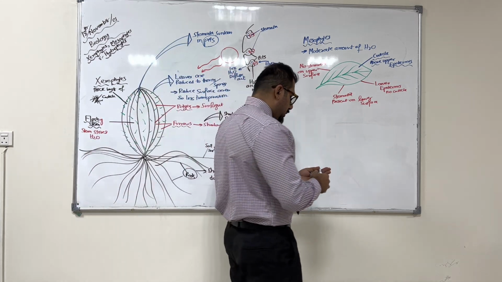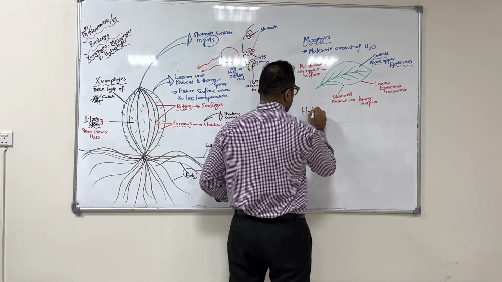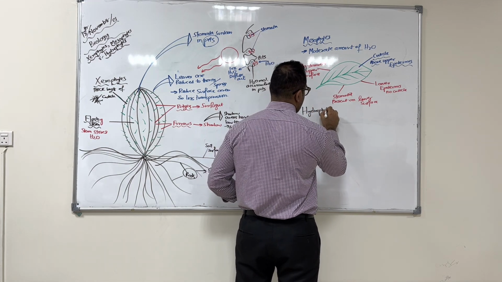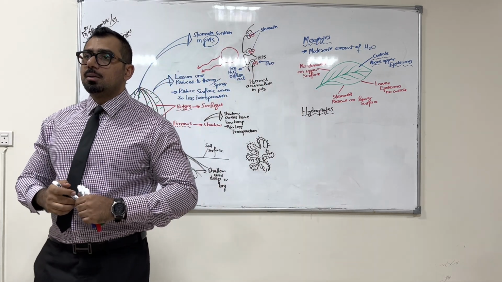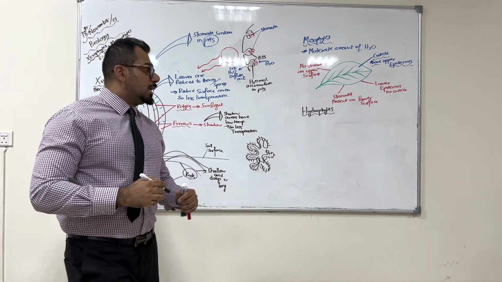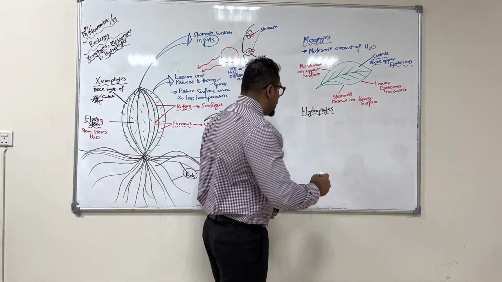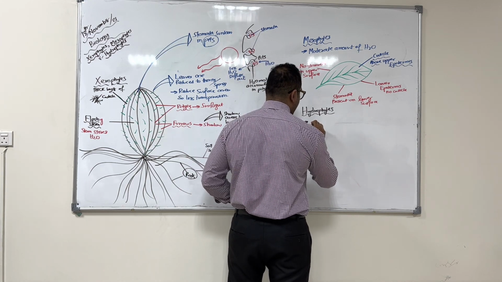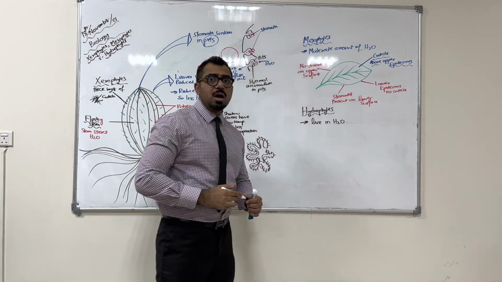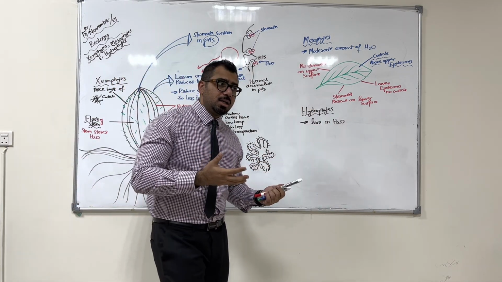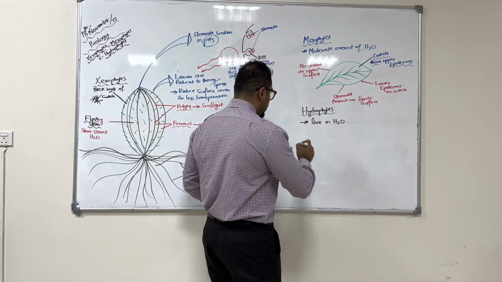Let's talk about hydrophytes. Now, what are hydrophytes? Hydro means water. So simply these are the plants that live in water. As these are the plants that live in water, they have an abundant supply of water, right?